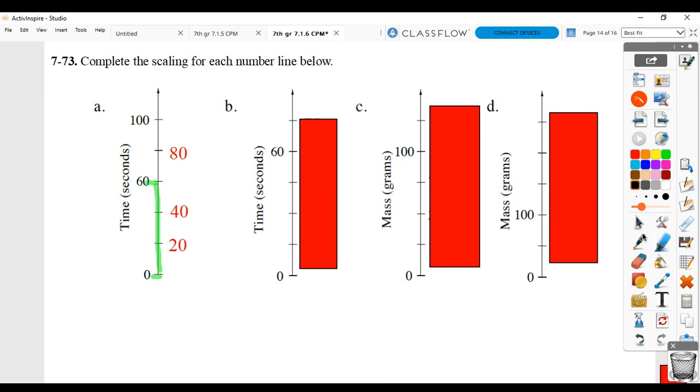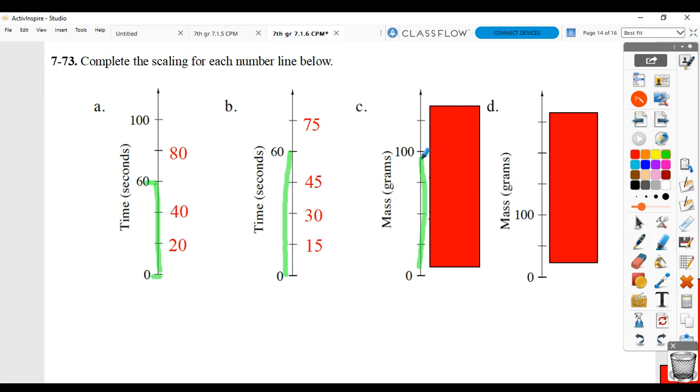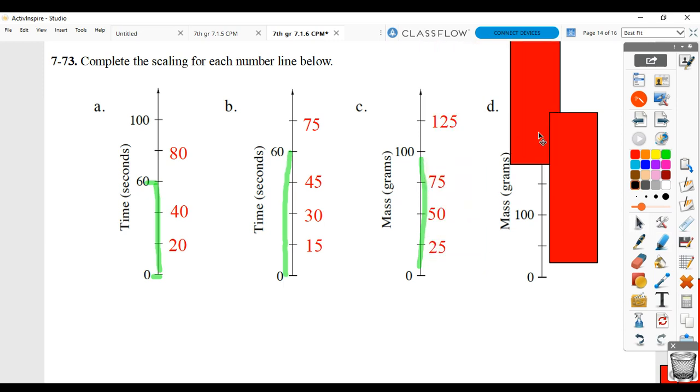For B, we have a difference between 0 and 60 of 60, but now we have 4 spaces. 60 divided by 4 means we're going up by 15. So 15, then 30, 45. Again, 60 was given, but 75 would be missing as well. Here we have 0 to 100, so a difference of 100, and there's 4 spaces. So we're going by 25. So 25, 50, 75. Again, 100 was given, but 125 is also missing.